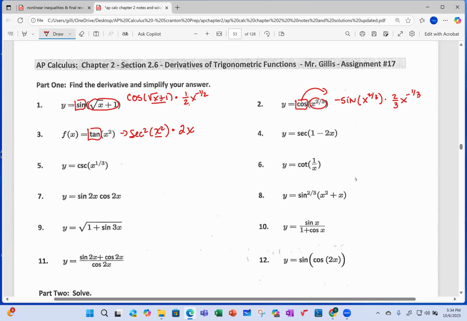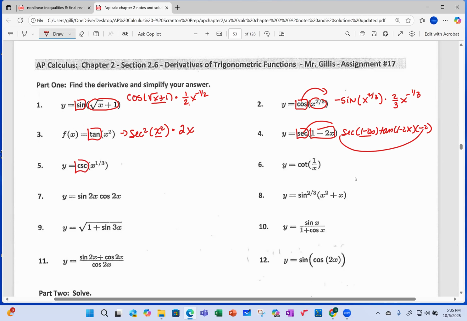Do we have a quotient? No quotient, no product, function within a function. The derivative of secant is secant, a little longer to rewrite, tangent. It's secant u tangent u. But the derivative of that inside is just -2. Again, guys, this -2 is not multiplied by those arguments. The -2 would just be in front.